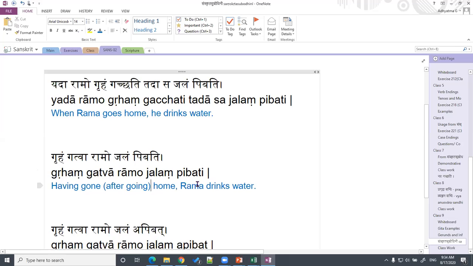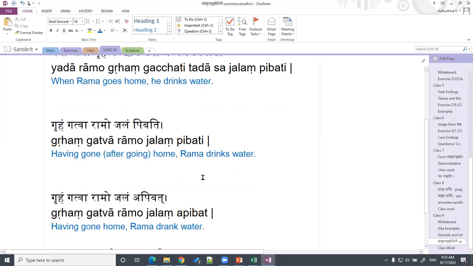So in English, you see what makes more sense when you translate. But the idea is this. Gruham gatva Ramo jalam pibati. Having gone home, Rama drinks water. In Hindi, if you look at this particular formation, the translation is very straightforward. Ghar jaakar Ram pani pita hai. So that's how it will become. Those who know Hindi among you can easily relate how this construct directly translates to a Hindi sentence.